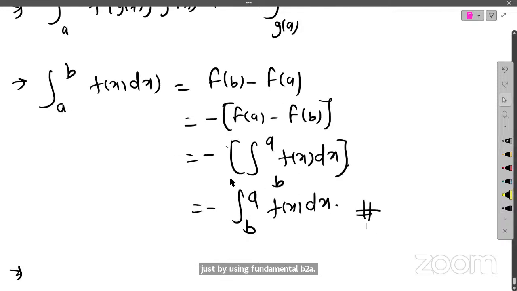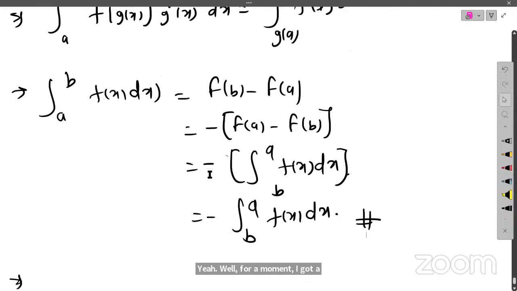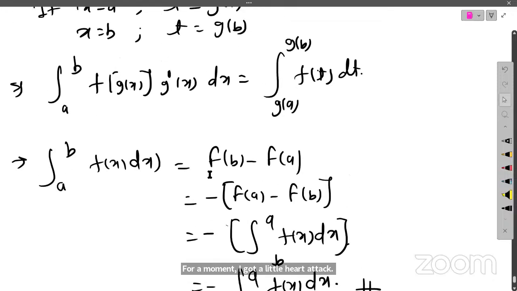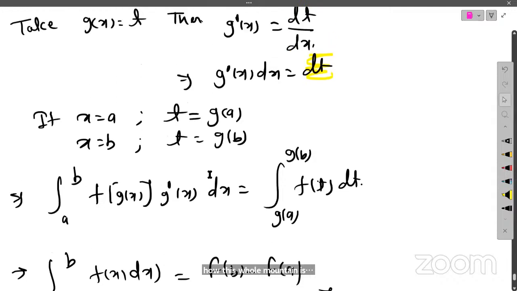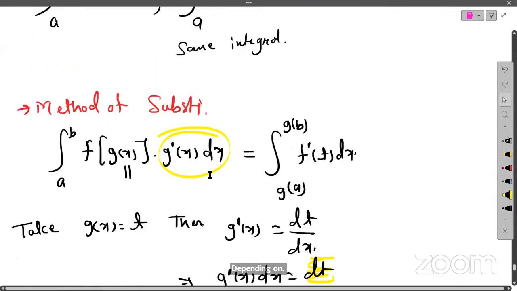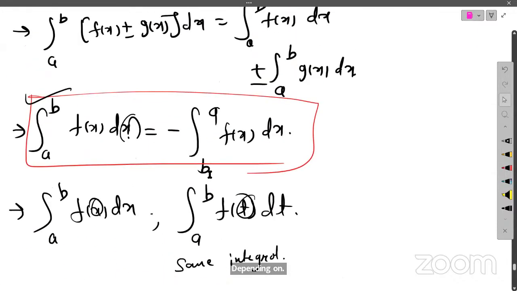Yeah. Very small thing. For a moment, I got a little heart attack. It's actually not that critical. I thought it was. It's actually not using the method of substitution, just a very easy proof using the fundamental theorem of calculus.